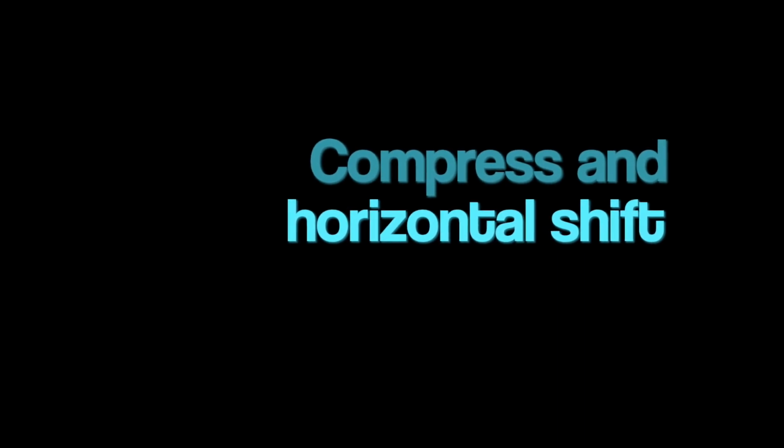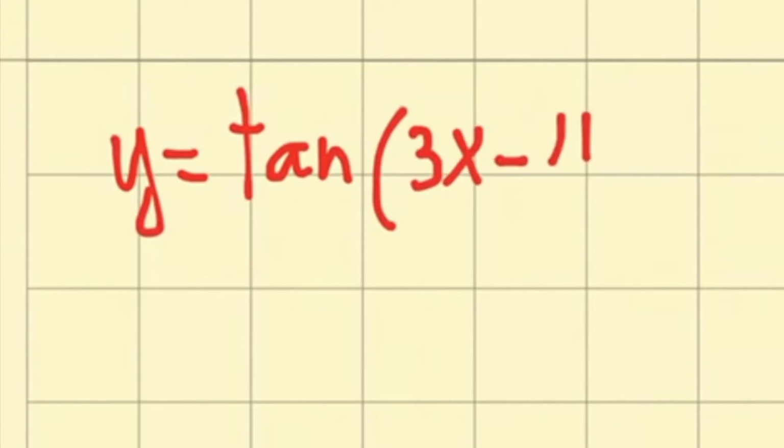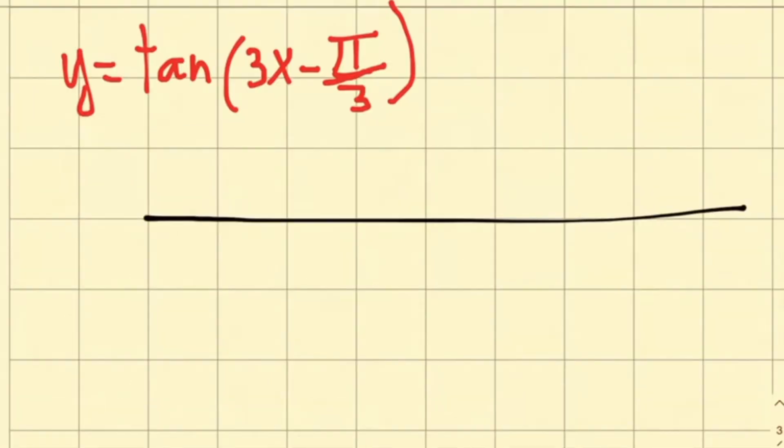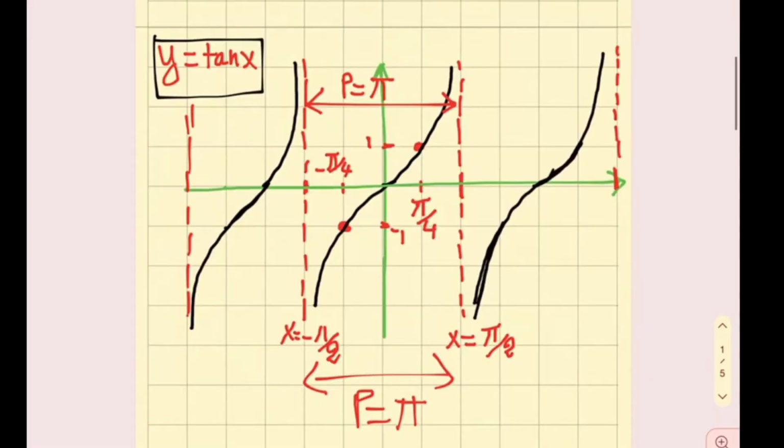Let's do a comparison with a horizontal shift. Example, y equals tangent of 3x minus pi over 3. This is a horizontal compress by a scale factor of 1 over 3, followed by a horizontal shift of pi over 3 to the right. Anyway, using a table would make it easy. So we set the table for 3x minus pi over 3, with the values of tangent between negative pi over 2 and pi over 2. This is our tangent function.